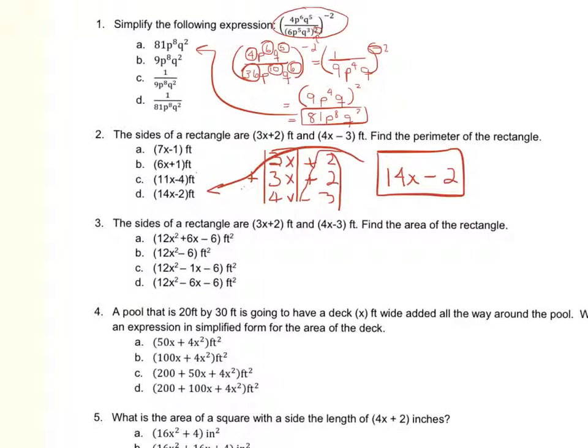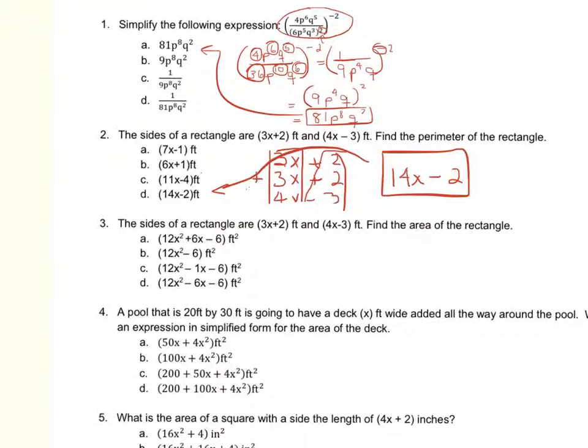Alright, continuing on to problem number 3, the rectangle has sides of 3x plus 2 and 4x minus 3, same as before, but now they say find the area. Area for a rectangle is length times width. So we take our length times our width. It doesn't matter what the expressions are, that's how you calculate area of a rectangle.